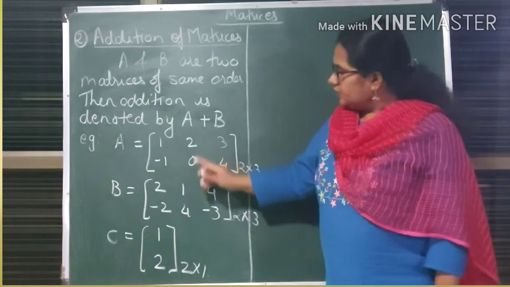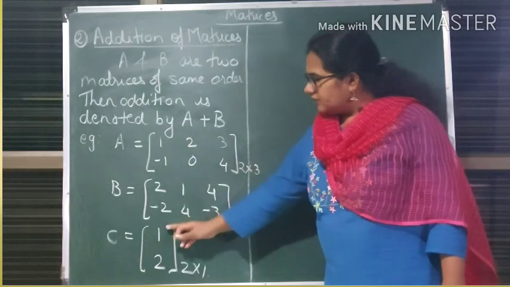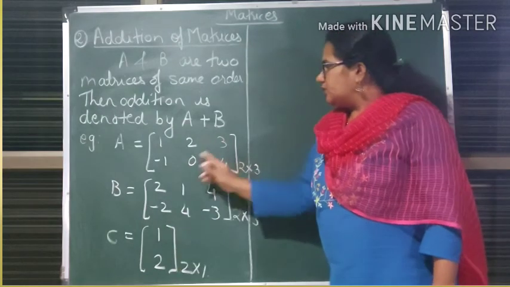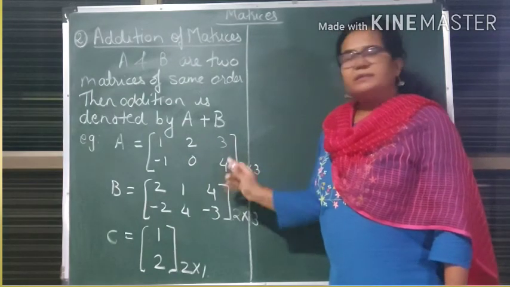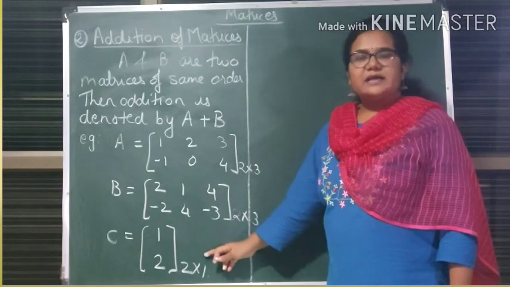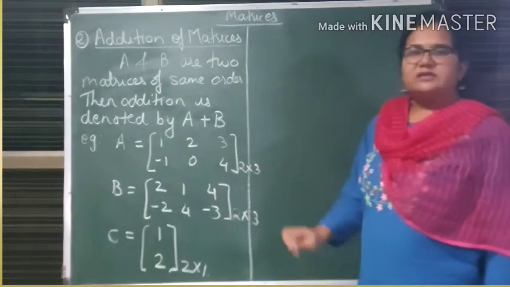Why? Because you have to add the corresponding elements. So here you have only two elements, that is A11 and A21. What about the remaining elements? Where will you add the remaining elements? Hence you cannot add A and C or B and C. But you can add A and B because the order of the matrices is the same.